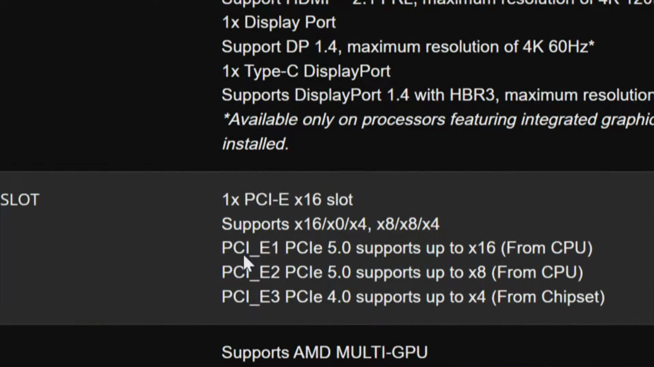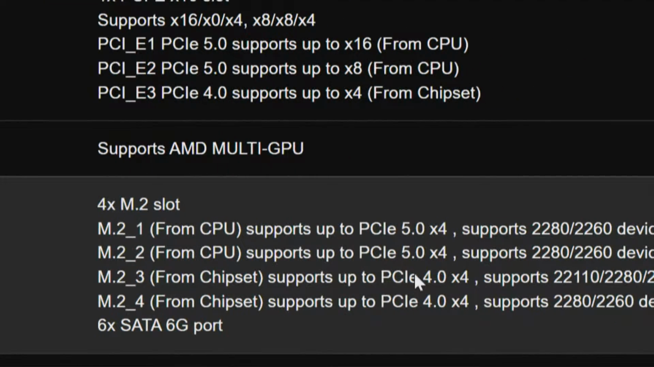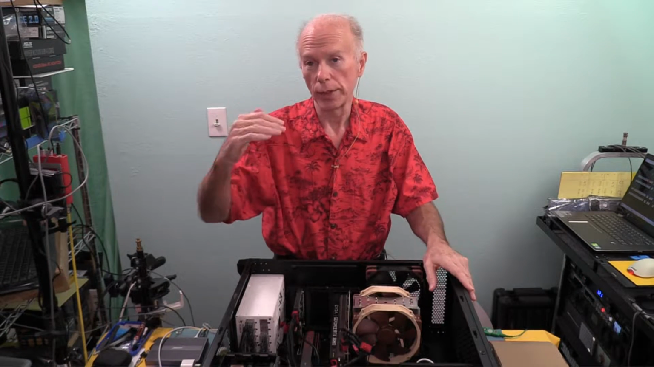So if we count all those, we will do that when we get to the block diagram. And as it says here, PCI_E1, PCI Express 5.0, 16 lanes from the CPU. And to reiterate, PCI_E2, also PCI Express 5, up to x8 from the CPU. But remember, those are shared, so both used simultaneously are x8 each. And then PCI_E3 is PCI Express 4.0, 4 lanes from the chipset. 4 M.2 drives, and if you notice here, M.2_1, 2, 3, and 4. Okay, 1 and 2 are from the CPU, and 3 and 4 are from the chipset. And we'll differentiate how those resources are laid out when we look at the block diagram.